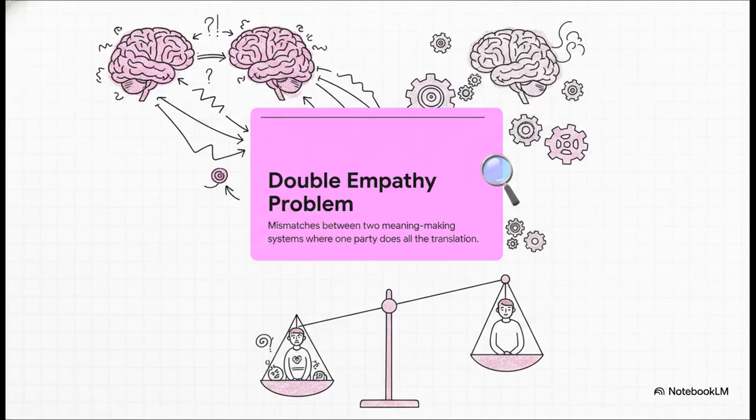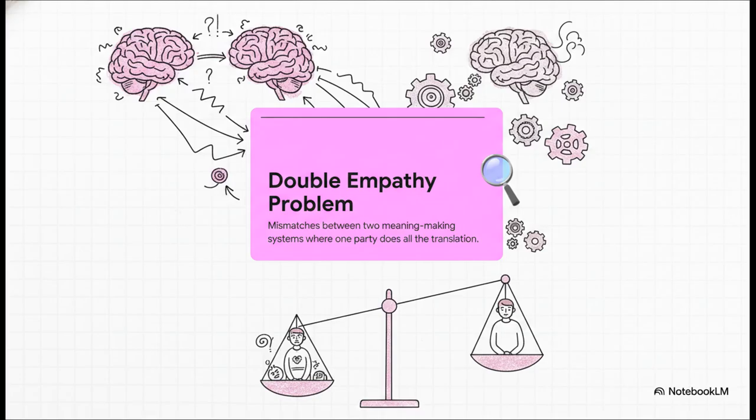And this overlaps powerfully with what's known as the double empathy problem. This concept explains that communication breakdowns between autistic and non-autistic folks aren't just a one-sided failure. They're mismatches between two different, perfectly valid meaning-making systems. The real issue here is the asymmetry.